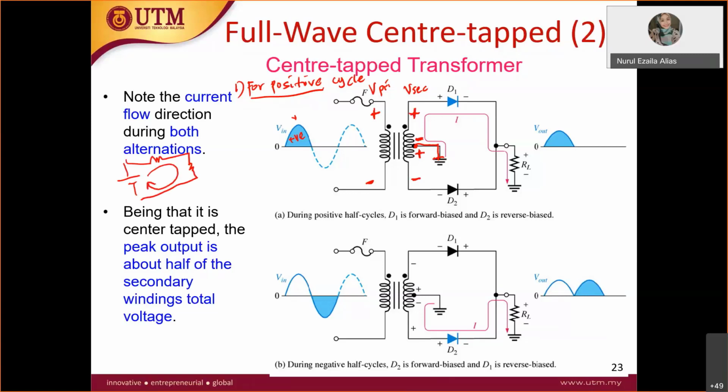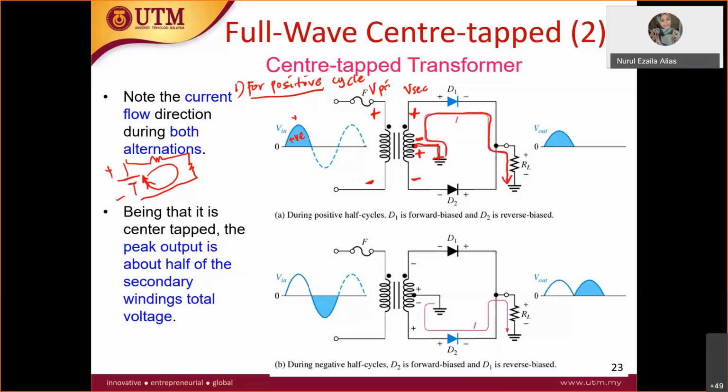So plus, minus, current is going up, from negative to positive. In this case, same thing. I will use the red one. So you will have current from negative to positive in this direction. This is your direction of current.